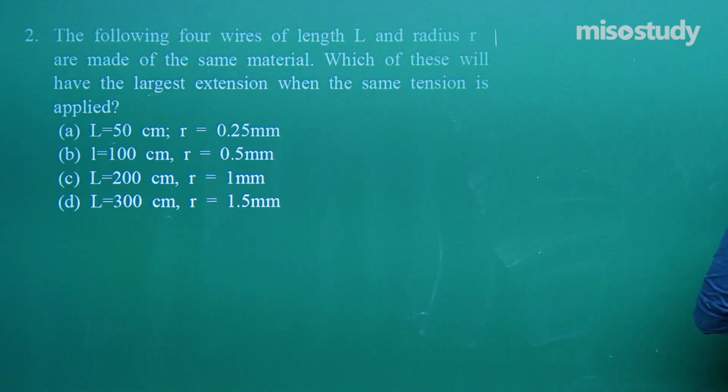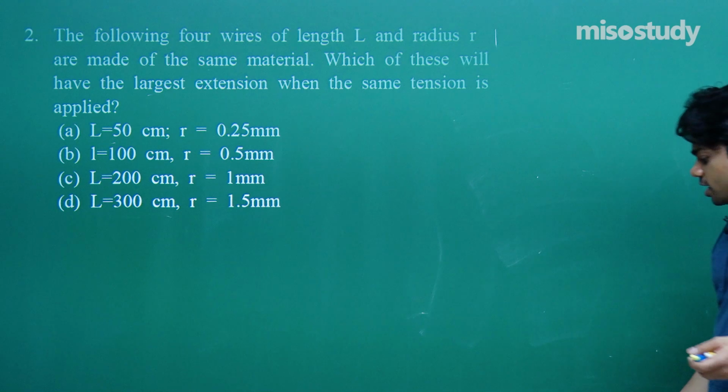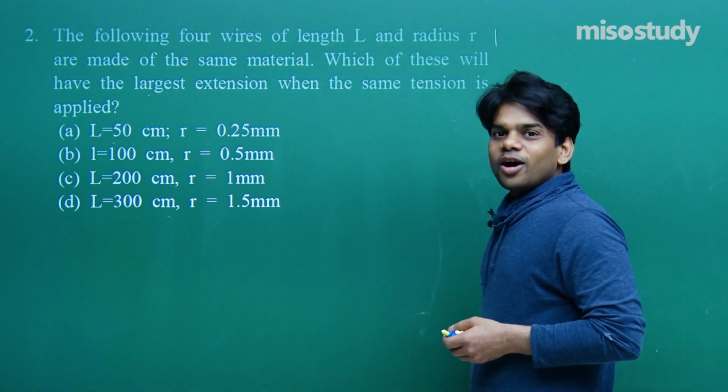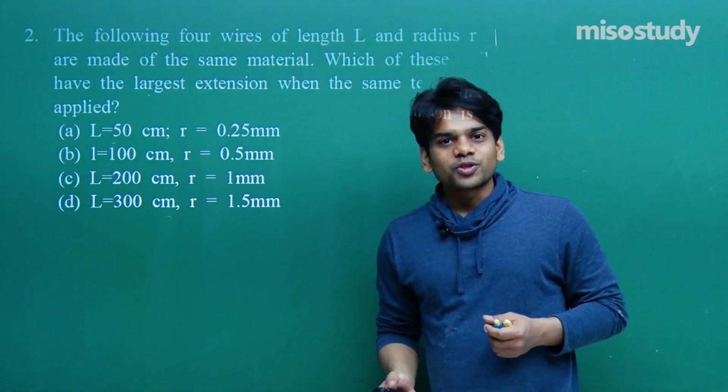And let me tell you, straight questions are asked in this chapter in your JEE main examination. 1 or 2 questions you can get based upon Young's modulus or bulk modulus in your examination. Now after question number 2, let's switch to question number 3.